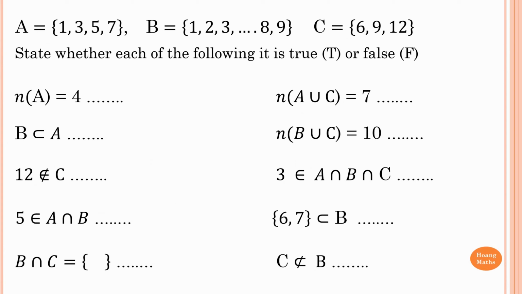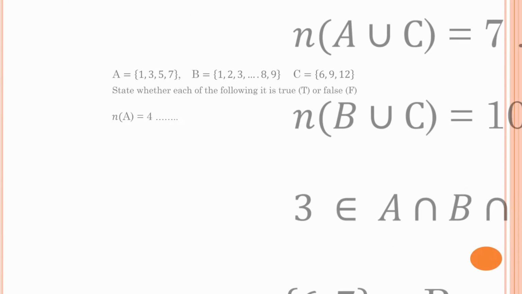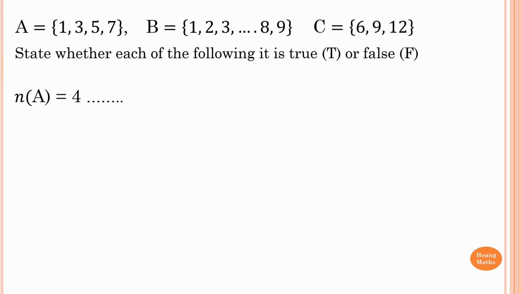Please stop the video and try this one yourself. First one. The number of elements in A is 4. So let's see. We have 1, 2, 3, 4. So that is correct. So therefore it is true.